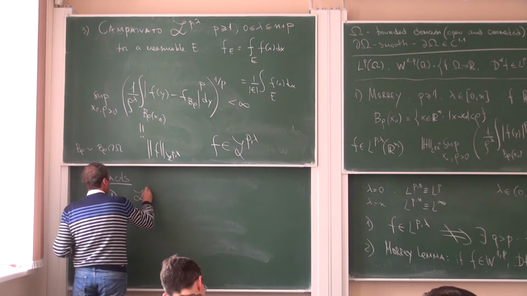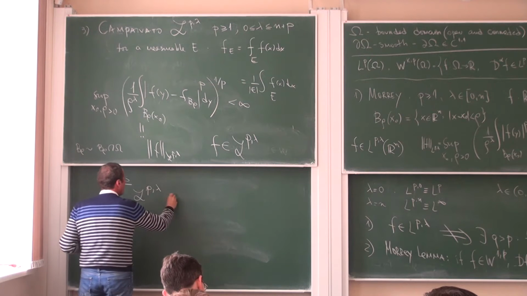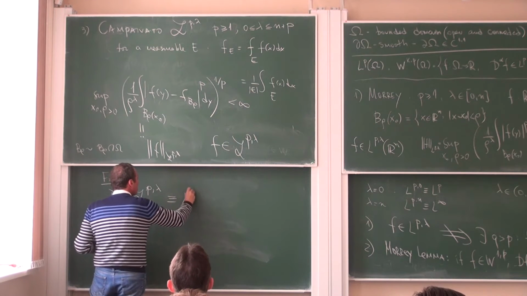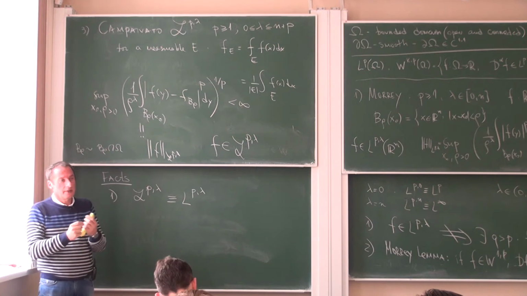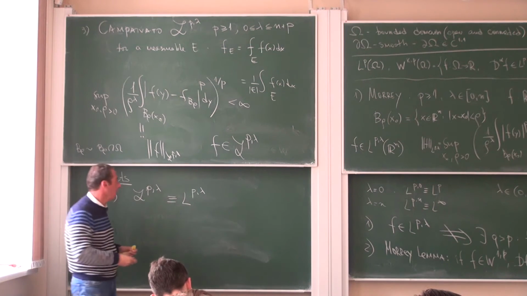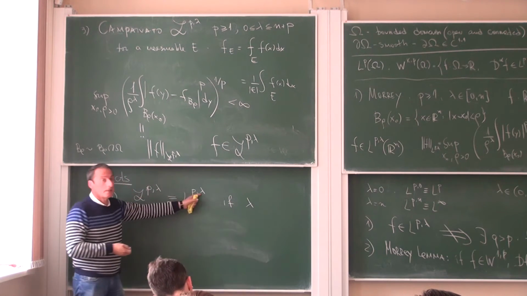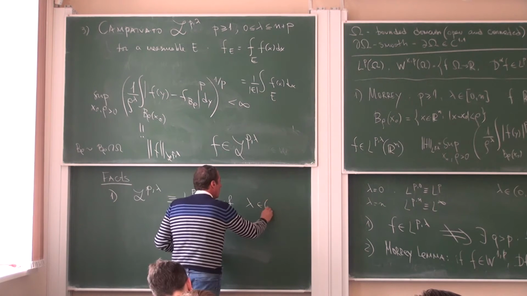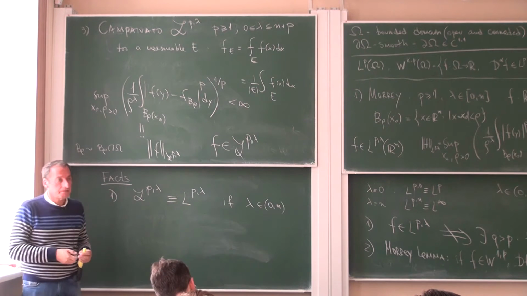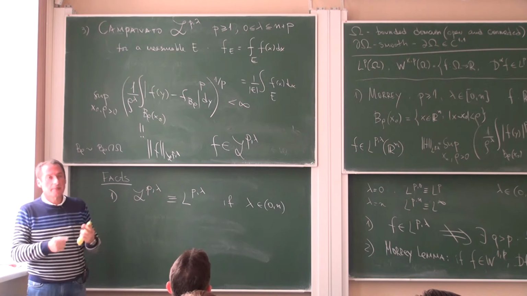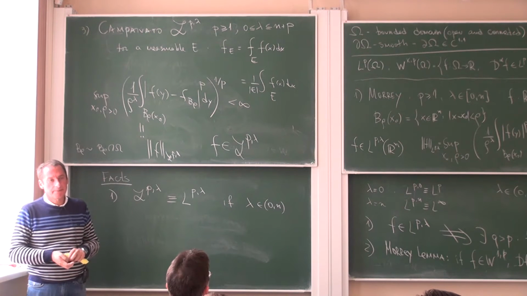The Companato space L^{p,lambda} coincides with the Morrey space L^{p,lambda}. So you have really one and the same space, in the case when lambda, the second exponent, is strictly less than n. So there is no difference between one and the other. They describe the same space.